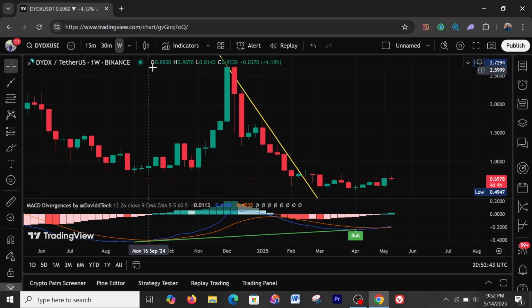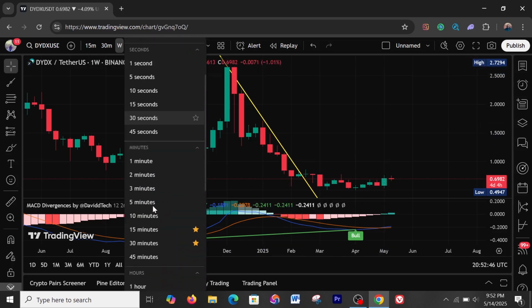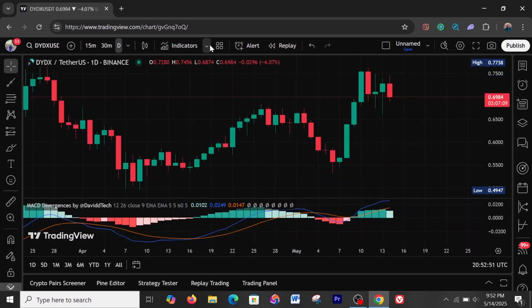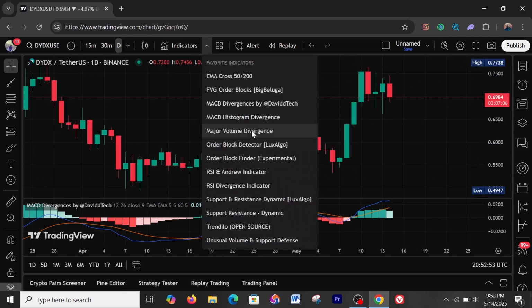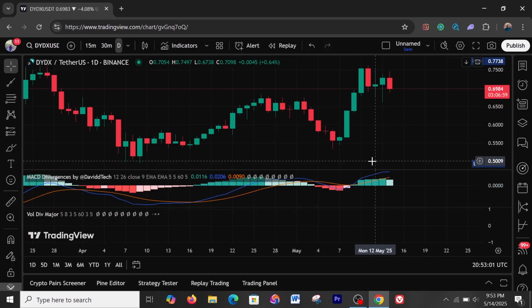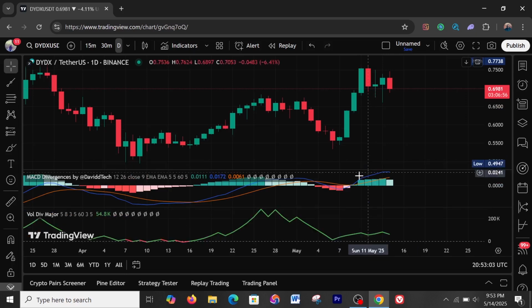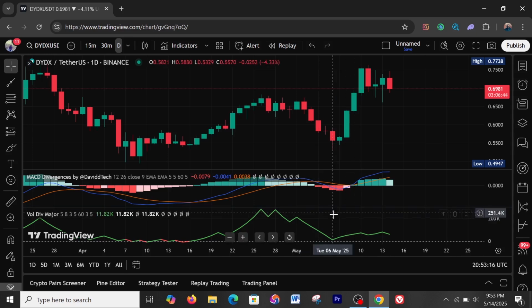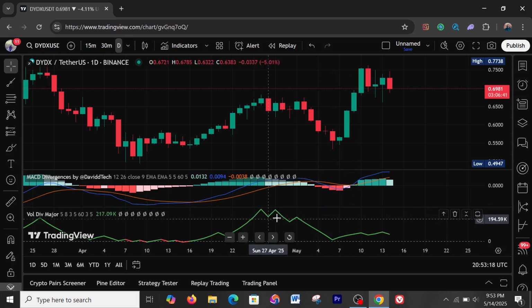Then we also have to check for volume. We switch this from weekly back to daily. Then we add the major volume divergence indicator. This is a custom indicator that I built by myself. So this indicator shows you divergence between price and volume, and it also shows you who is in charge. You could see currently above 0 means the bulls are in charge, below 0 means the bears are in charge. So currently you could see that we're in bullish territory because this particular indicator is above 0.